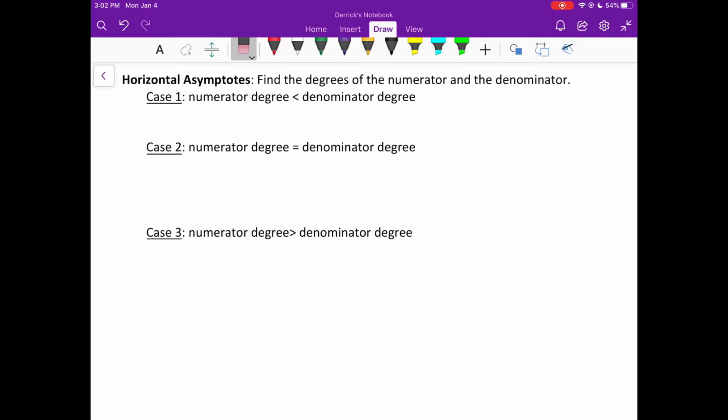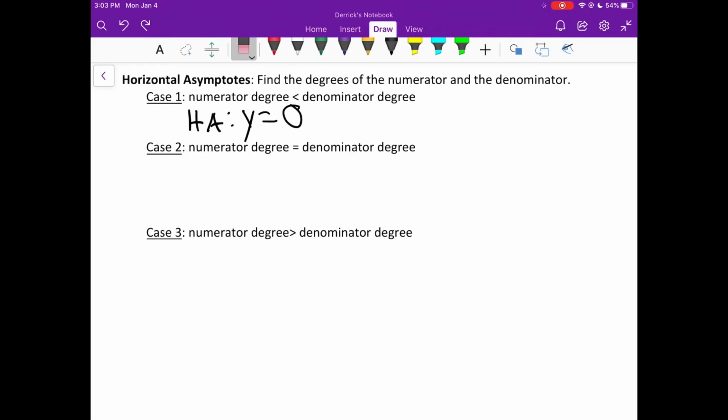Now, let's go ahead and go through each of these different cases. Case 1 is that the degree of your numerator, the degree of the top, is less than the degree of your denominator, the degree of the bottom. If that's the case, every single time your horizontal asymptote will be y equals 0. Yes, it really is that straightforward. If you have determined that your numerator degree is less than your denominator degree, every time your horizontal asymptote is y equals 0.